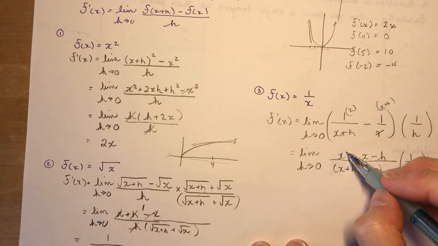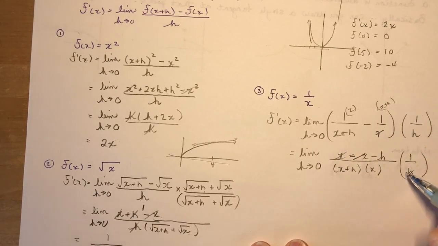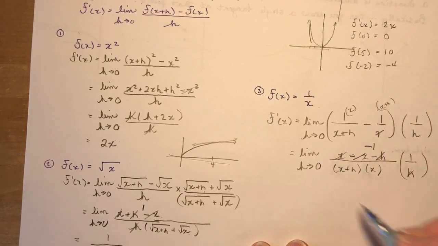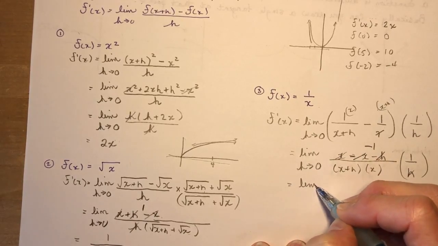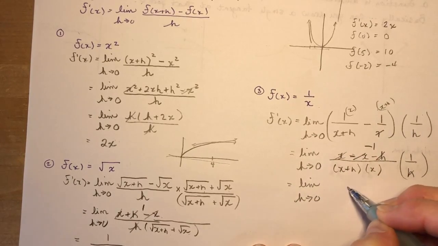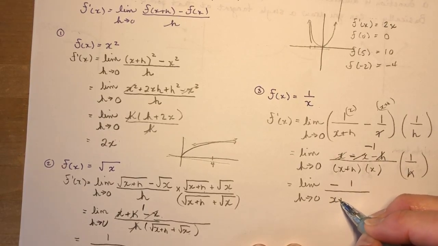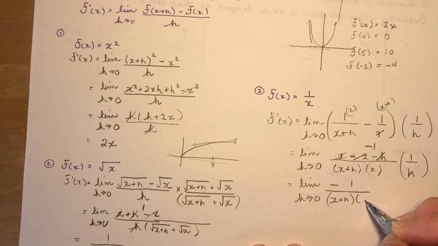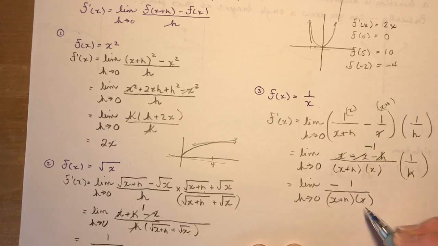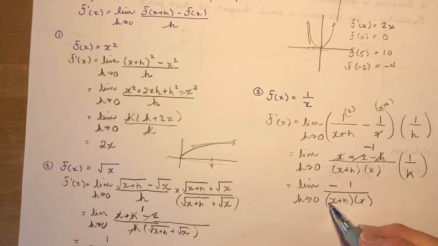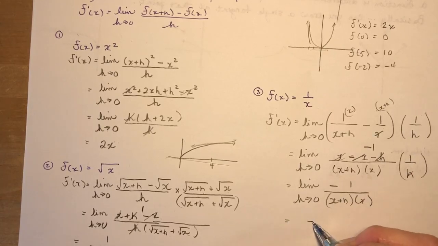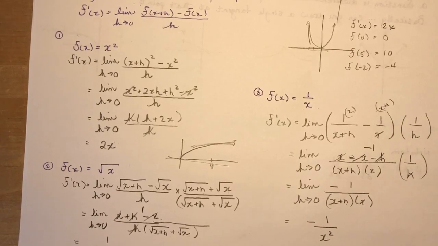So x minus x, h goes into h minus 1 times. So now I have the limit as h approaches 0 of minus 1 over x plus h times x. I put in h is 0, and I have x times x, and I get minus 1 over x squared. Okay, so those are your derivatives from first principles.